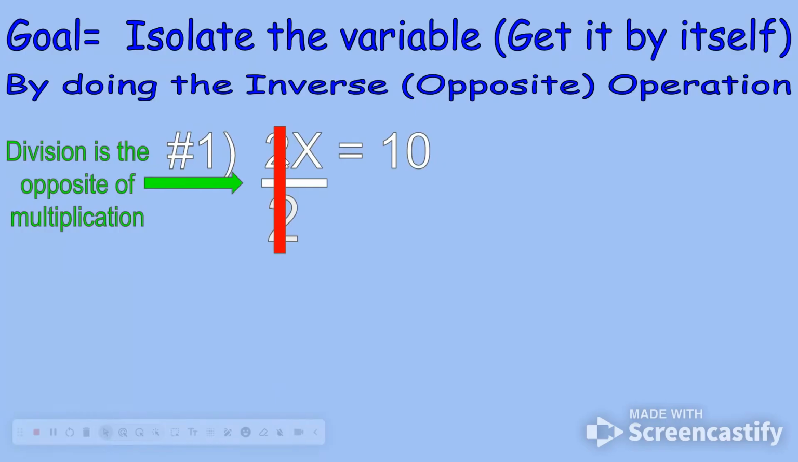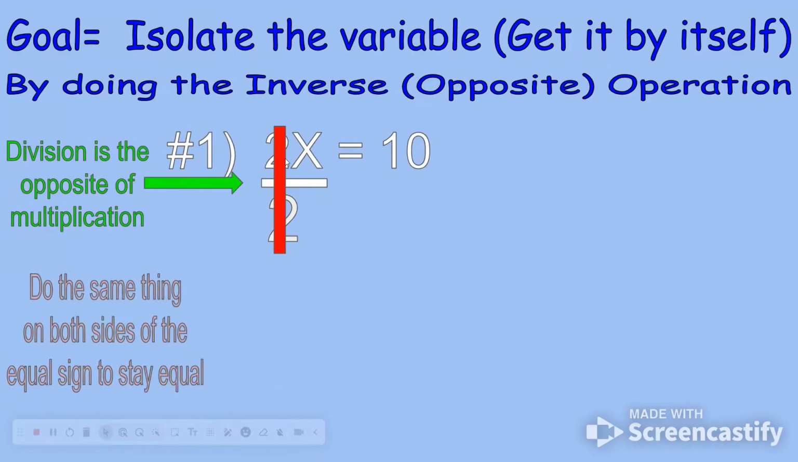If we divide the left side by 2, remember we have to do the same thing on both sides of the equation to keep it equal. So if I divide the left side by 2, I have to divide the right side by 2. That is why when we solve this equation, we end up with x by itself equals 5. So x equals 5 is our solution.